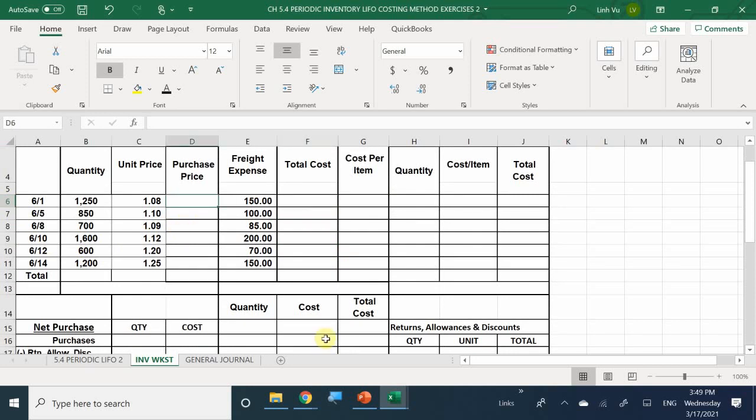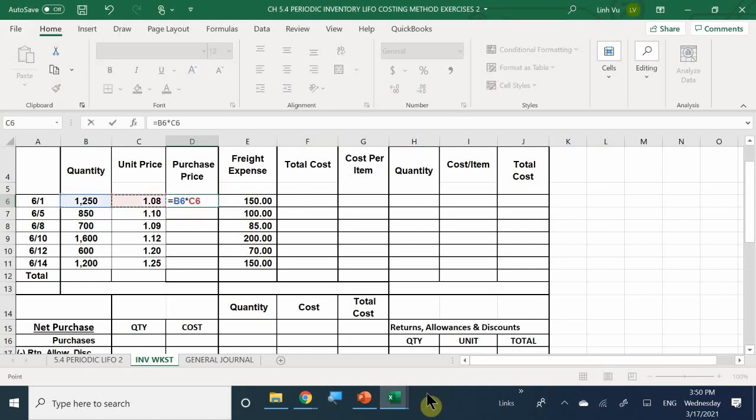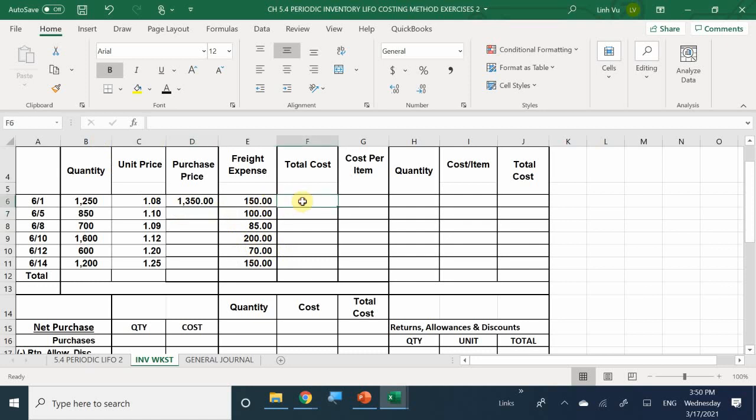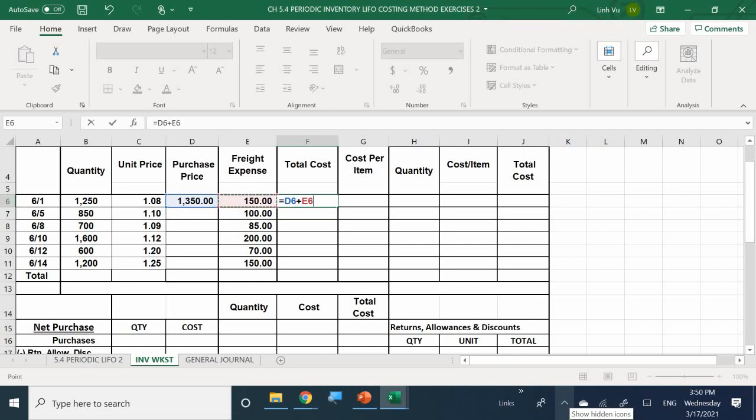I've already pre-filled everything in for you. Okay, so let's go ahead and enter it in. On June 1st, I made a purchase of 1,250 items at $1.08. So what is my total purchase price here? $1,350, okay? Good. So then what is going to be my total cost here?